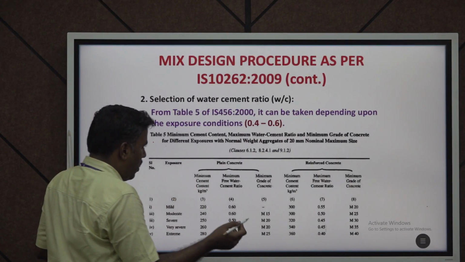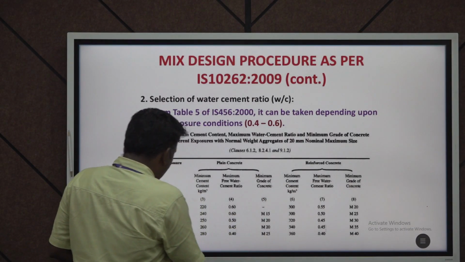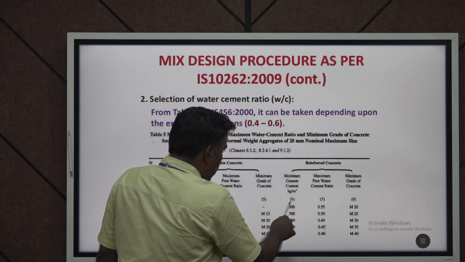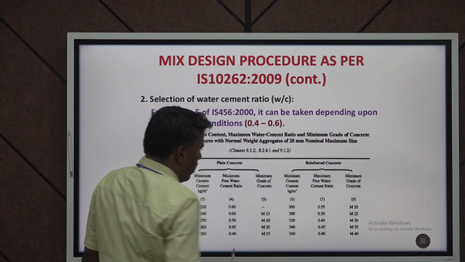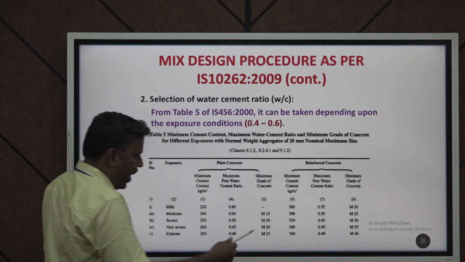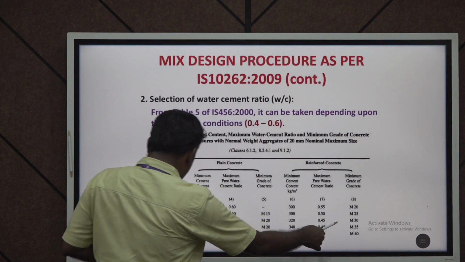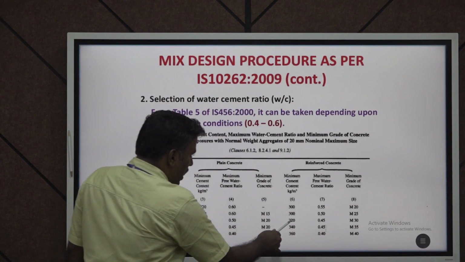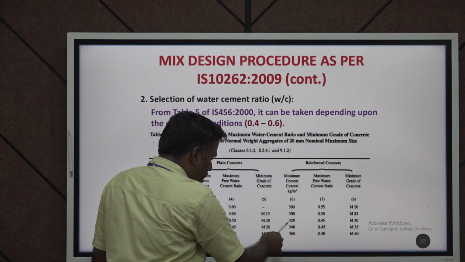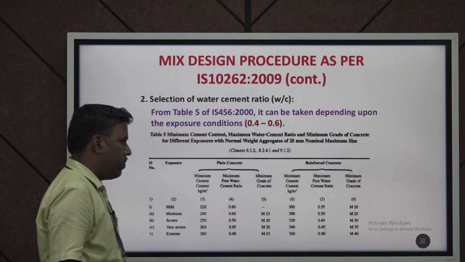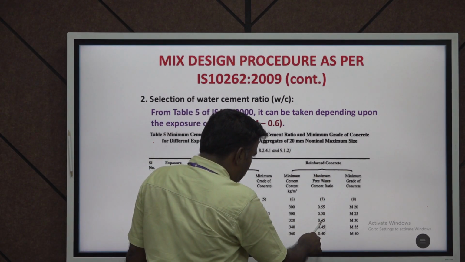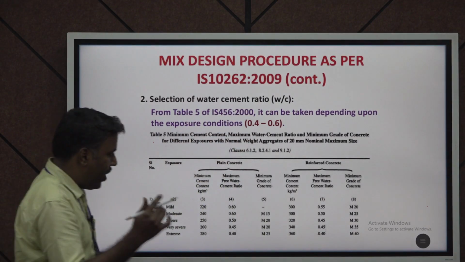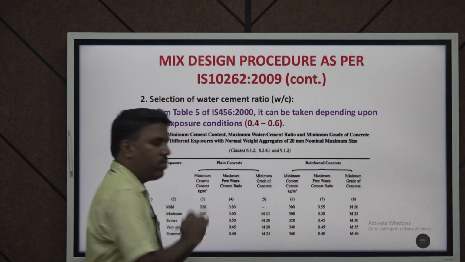If you consider reinforced concrete, the exposure is mild and the grade of concrete is M20, here the minimum cement content is 300 kg per m cube. If you take M30 concrete and the exposure is severe, then the minimum cement content is 320. Water cement ratio is 0.45. So the water cement ratio varies from 0.4 to 0.6.